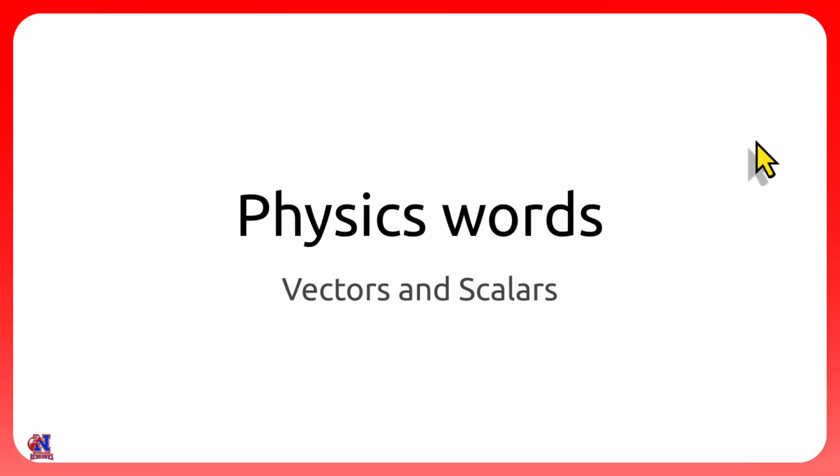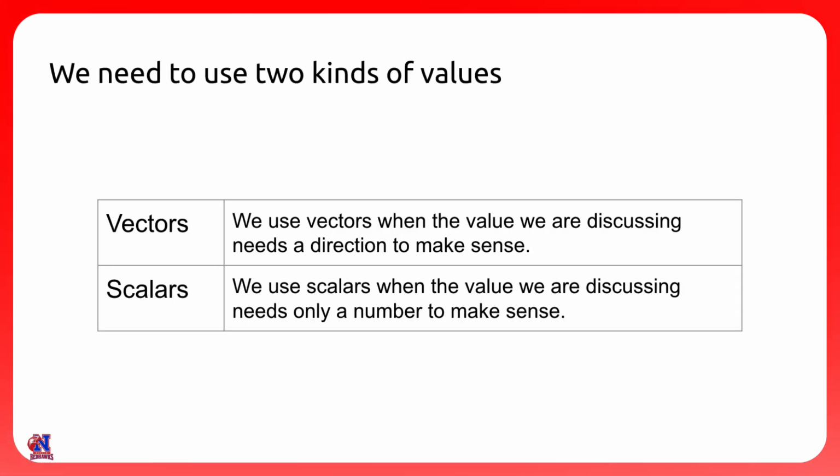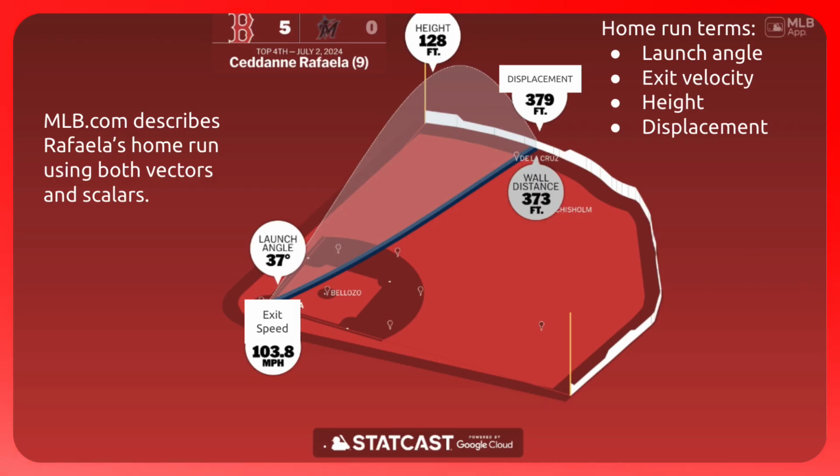This is Mr. Salemi with a quick video on physics words, and these words we're going to talk about today are vectors and scalars. So we have two kinds of values in physics. We have vectors, which have a direction and a magnitude, and scalars, which only have a magnitude. And in this video, we're going to go over what those are and when you use each one. Here's an example of using both of them, and we'll look at this example as we go through this lecture.